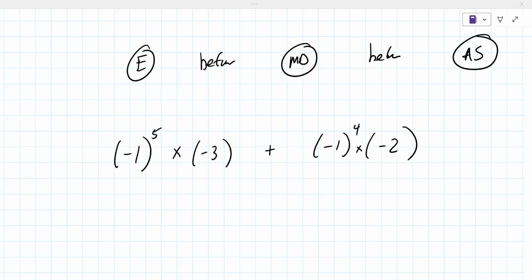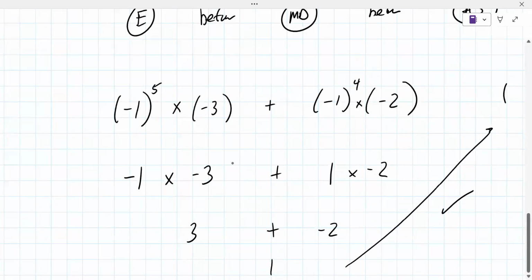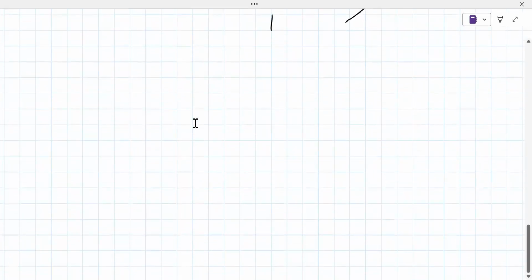All right, I'm ready. What's your final answer? 1. Let's take a look here. -1 to the fifth is -1 times -3 plus 1 times -2. -1 times -3 is 3, plus -2 is 1. Very good. Okay. So we're going to increase the difficulty a little bit here.